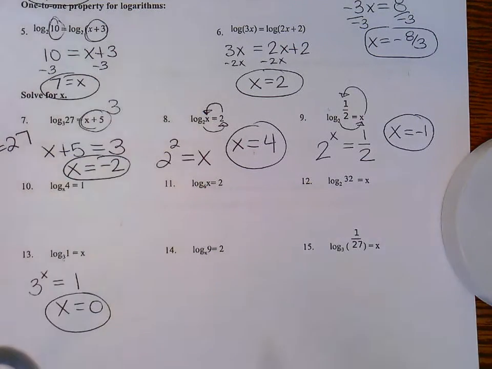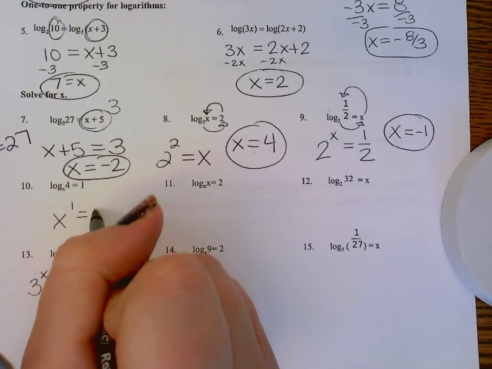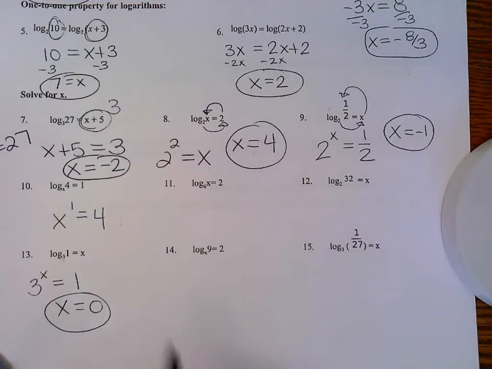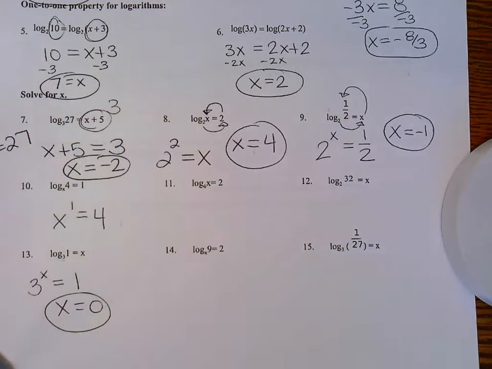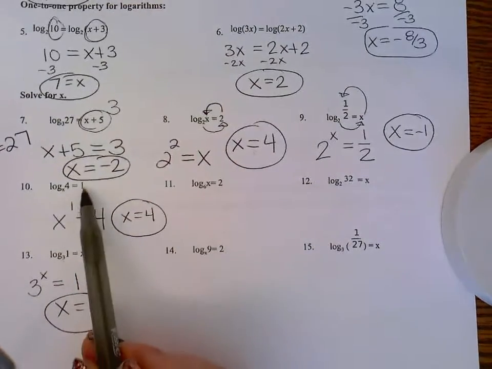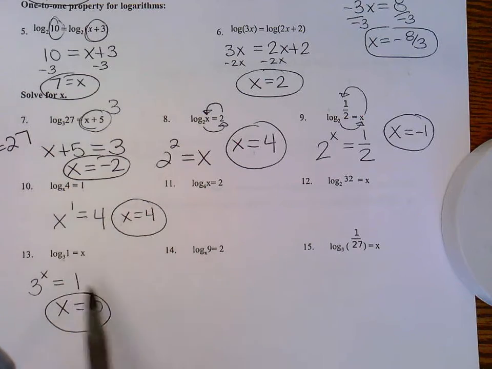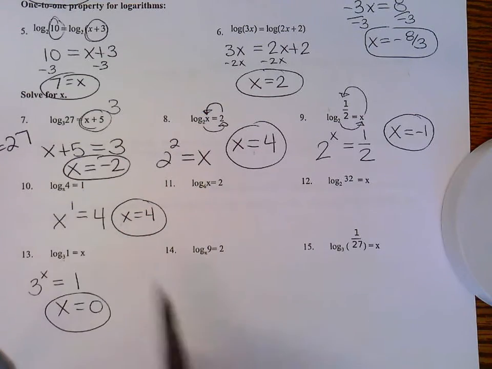So number 10, how would I rewrite it? X to the first power equals 4. Not quite on this one. So what number raised to the first power will give me 4? Just 4. You were thinking about the 1 being on the inside of the log. See how number 13, the 1 was on the inside of the log? This time 1 is the power itself.